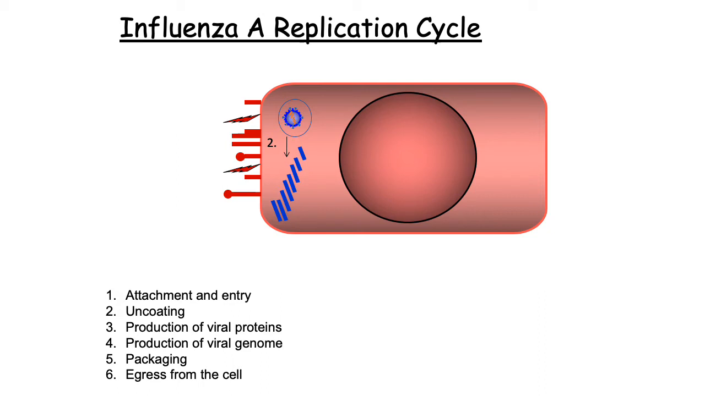So that's the attachment and entry stage. And they don't actually split up like you can see there. That's done sort of schematically. They're going to stay together. And so it's going to be this blob that kind of looks like a sausage, and it's going to move over toward the nucleus.